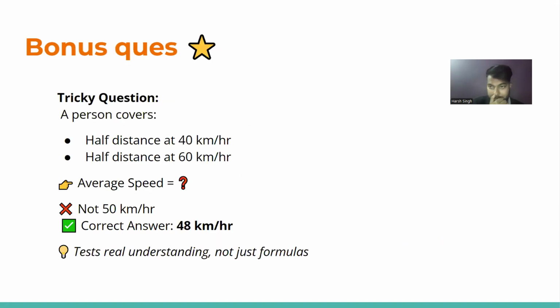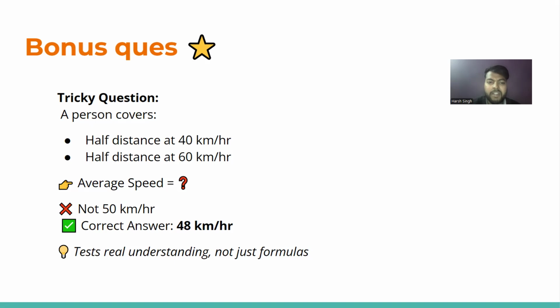Now I will explain a bonus question. This is a trick question. If a person covers half the distance at 40 kilometers per hour and half the distance at 60 kilometers per hour, what is the average speed? Most of the students make an error in this problem. They simply add the speeds, divide by 2 and get the answer 50. But it is totally wrong. Why? Because I explained earlier, average speed is not just the average of the speeds. Average speed is total distance traveled upon total time taken.